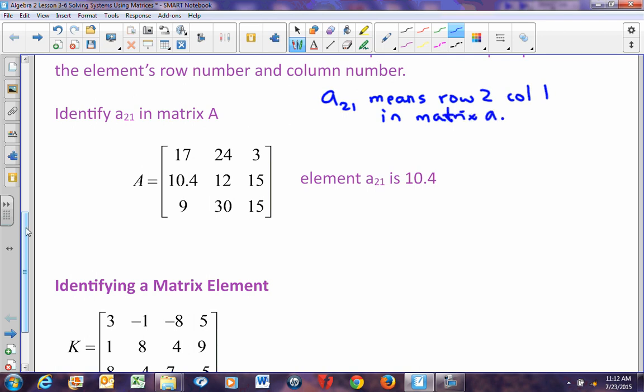So I'm going to go here, and I'm going to go to row 2. Here's row 2. And I'm going to go to column 1, where both the green and the yellow intersect? 10.4. Therefore, row 2, column 1 is 10.4. That's the element of row 2, column 1.